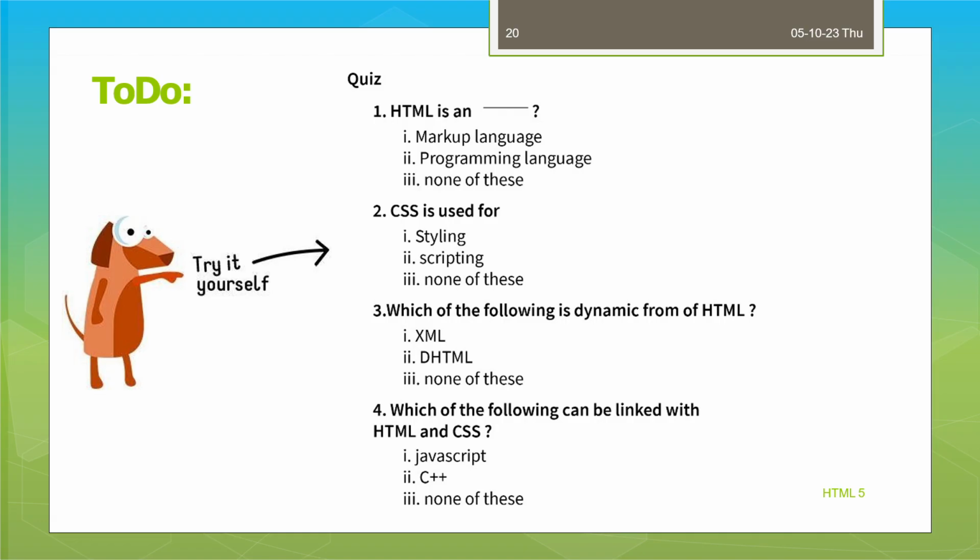So HTML is nothing but a markup language. CSS is used to apply styles to the HTML used to create a web page. CSS is used to apply styling to our web page. So the dynamic form of HTML is nothing but XHTML. Which of the following can be linked with HTML and CSS? HTML and CSS are linked with JavaScript, right?